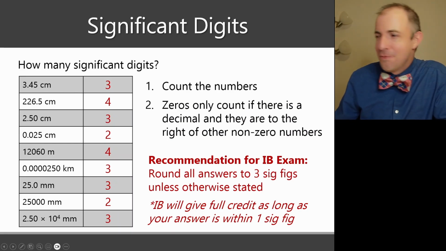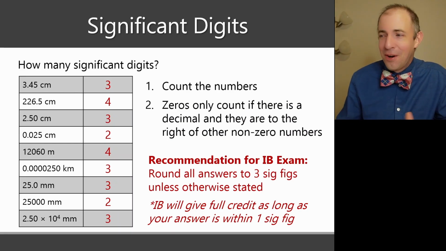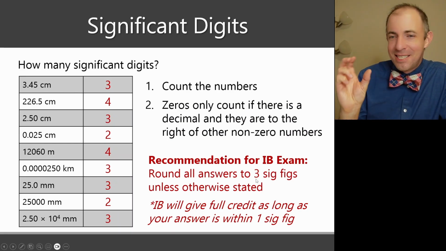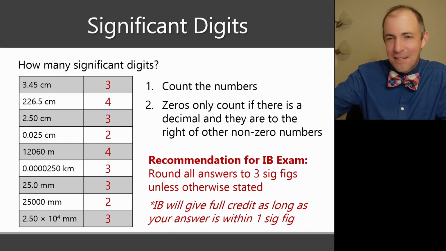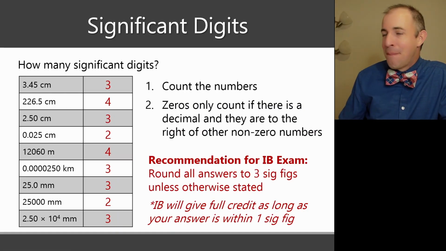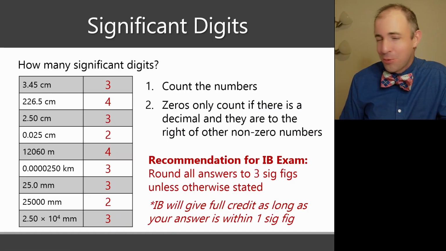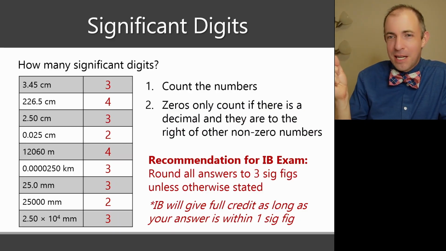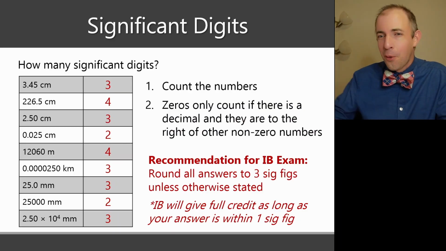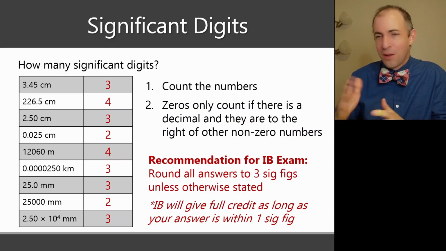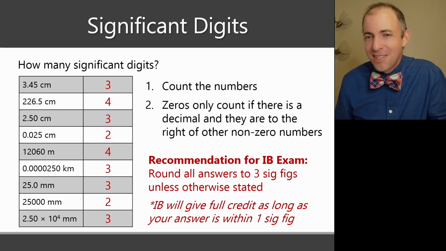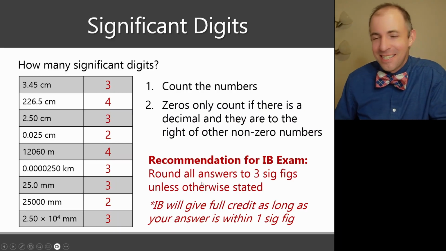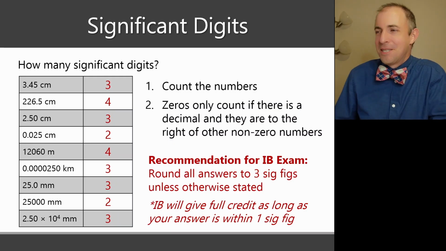Now, I don't want you to get too worried about this. For an IB exam, you are going to get all the points if you round it to at least 1 sig fig away from where it should be. My recommendation is round all answers to 3 sig figs. It's very rare that you're going to see something with less than 2 or more than 4. So you're going to most likely get it right if you are rounding to a normal person amount.